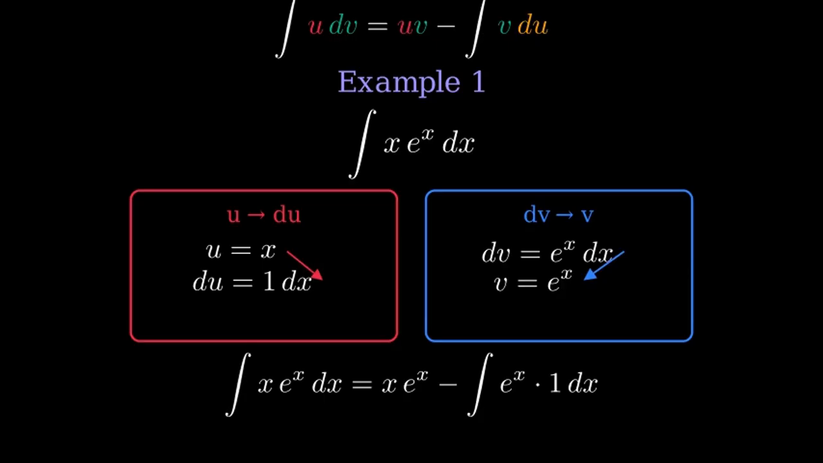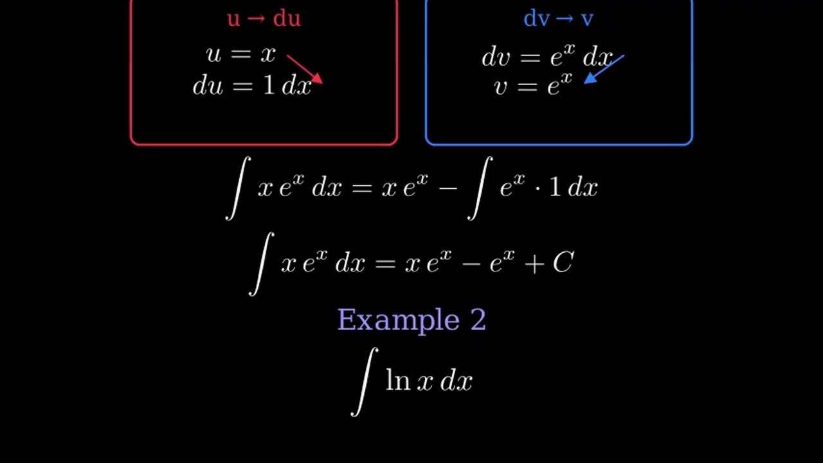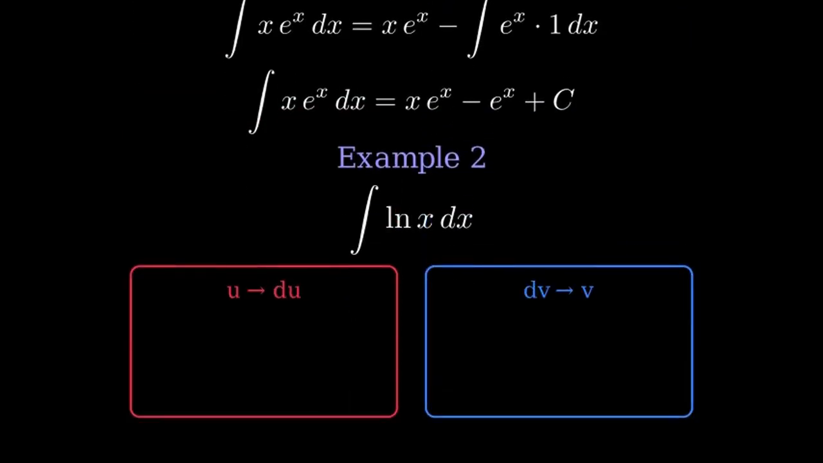Example 2. Integrate natural log of x with respect to x. We can treat this as a product by taking u equals natural log of x and dv equals dx. Differentiate u to get du equals 1 over x dx, and integrate dv to get v equals x. Now the formula gives x times natural log x minus integral of x times 1 over x dx, which simplifies to x natural log x minus x plus c.